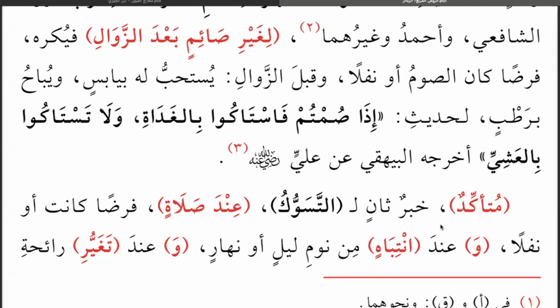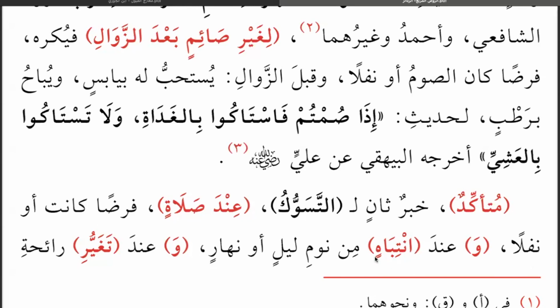But when is it mutaakkad or more stressed? At the salah, by a salah. And 'inda gives the meaning of very close, right before the salah. That's number one. He says in the sharh, whether it was an obligatory salah or a voluntary salah. And at intibah. So when he says at salah and intibah, also at intibah.